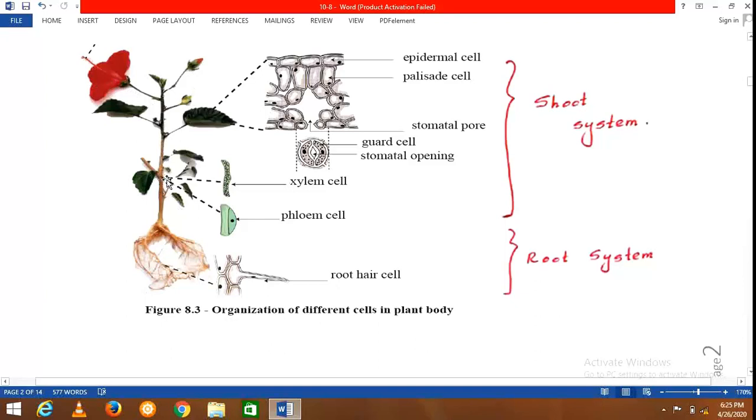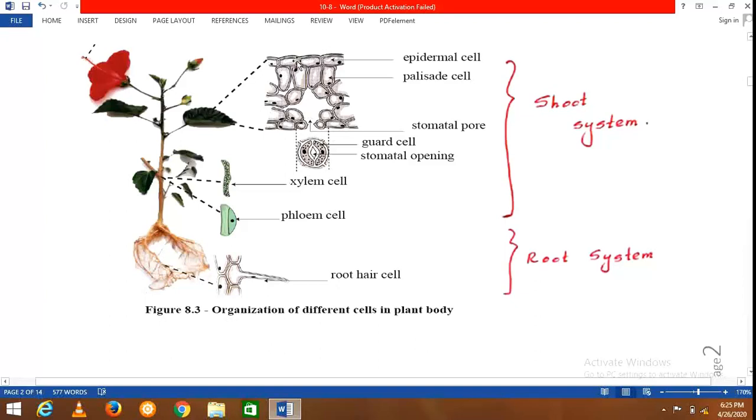So if we consider the stem and the veins of leaves, they consist of the conducting tissues like xylem and phloem, and the basic units of these xylem and phloem tissues are xylem cells and phloem cells. We learn in grade 11 that there are 4 types of cells in xylem as well as in phloem. And here they have shown a cross section of the leaf.